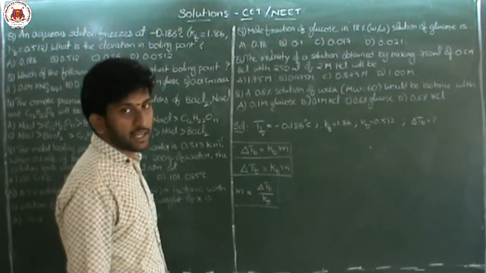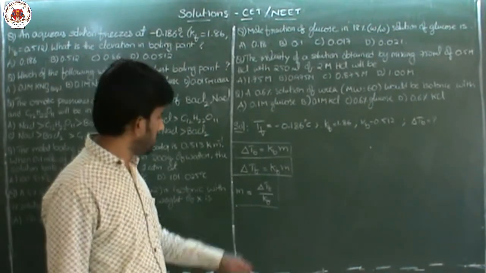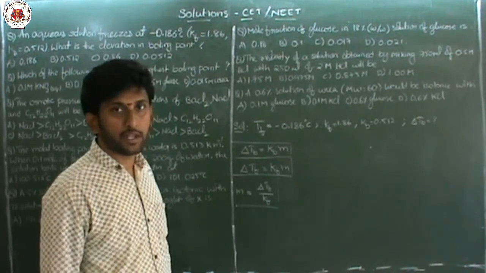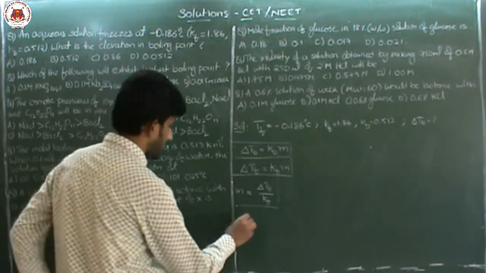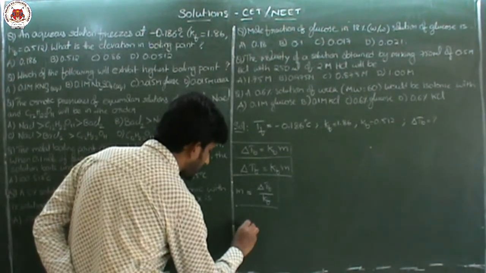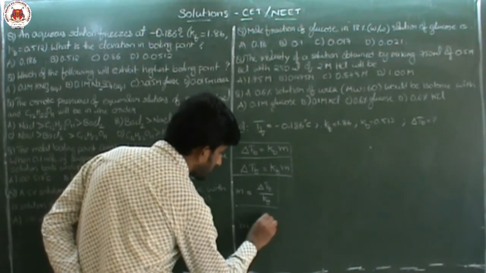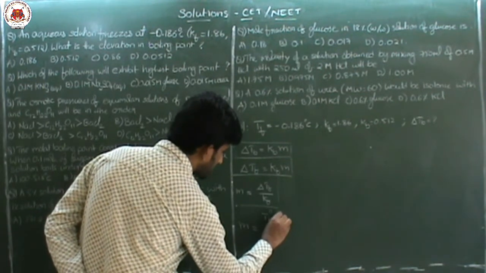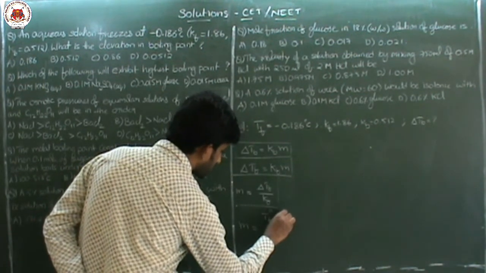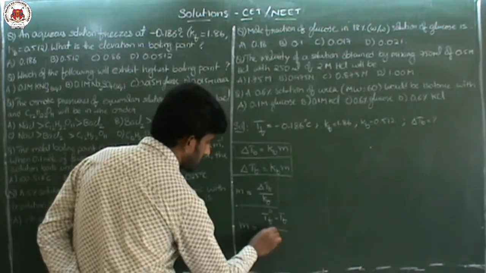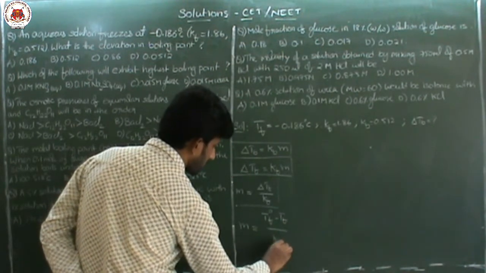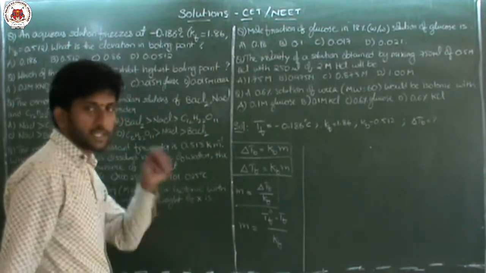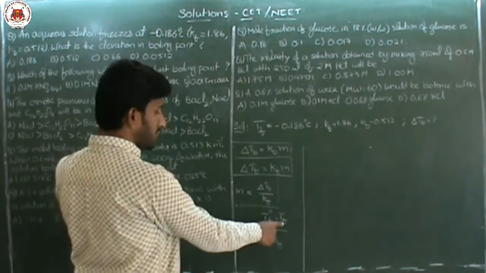Now what is delta Tf? It is the depression in the freezing point, and it is given by the formula delta Tf is equal to T0F minus Tf. Now, from this I can calculate T0F minus Tf.